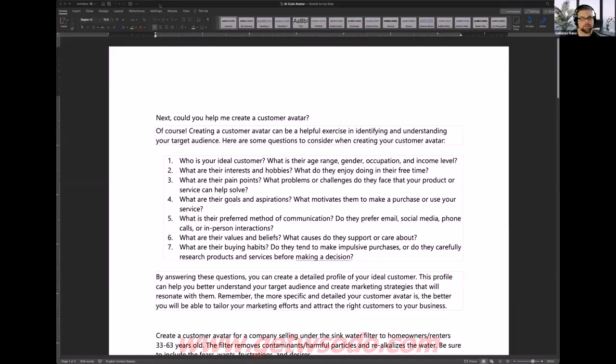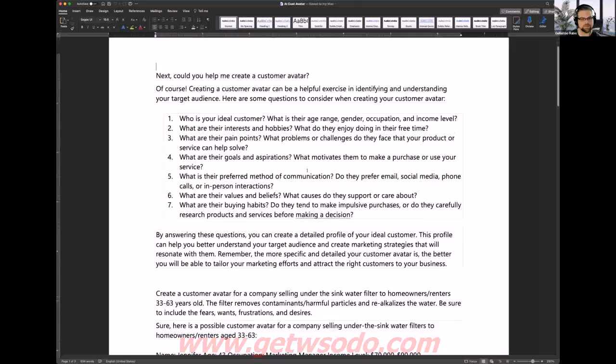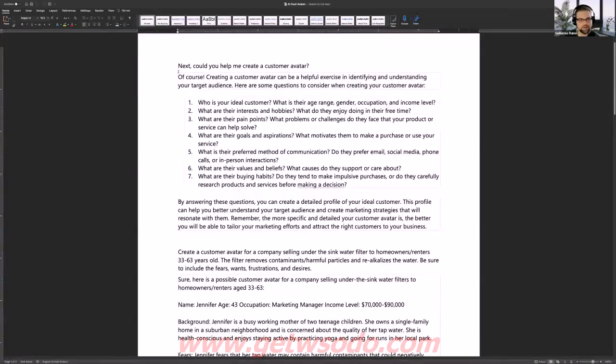Now let's take a look at Russ's other assignment here. What was it? The avatar. So let's see if we just use the same prompt. All right, so next, could you help me create a customer avatar? Of course, creating a customer avatar can be a helpful exercise in identifying. It's so kind. It's telling you all these tips. It's even telling you what it wants. Who is your ideal customer? Oh, it's just giving you tips on how to make a customer avatar.